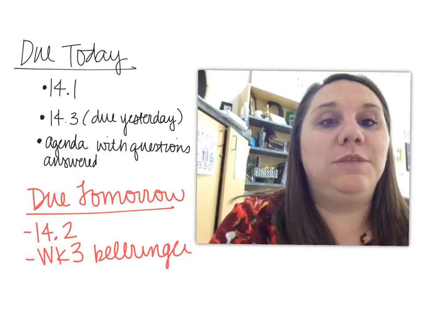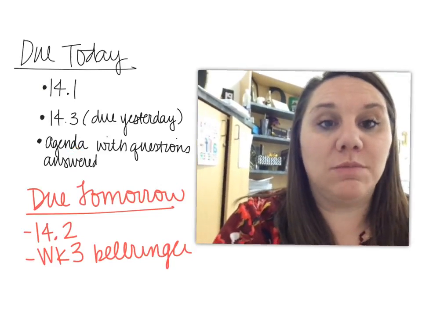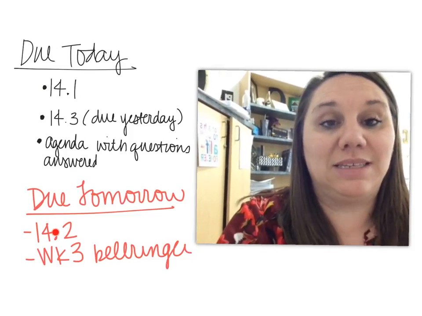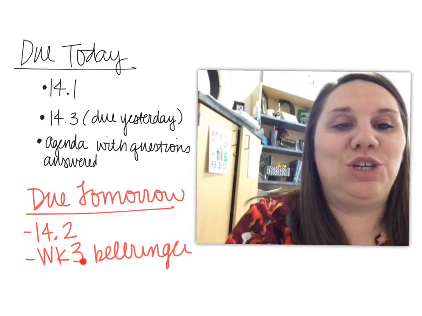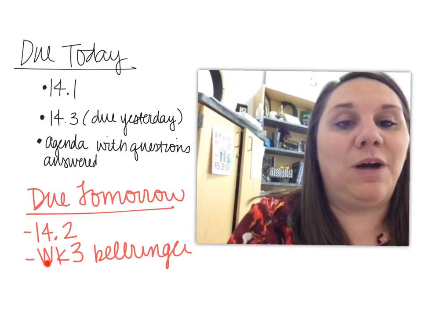That's how that works. And tomorrow you're going to have 2 things due. One of them is 14.2. That's the assignment you're going to get today. It's going to be a lot like yesterday's assignment. And then you need to make sure that tomorrow you turn in your week 3 bell ringer as well.